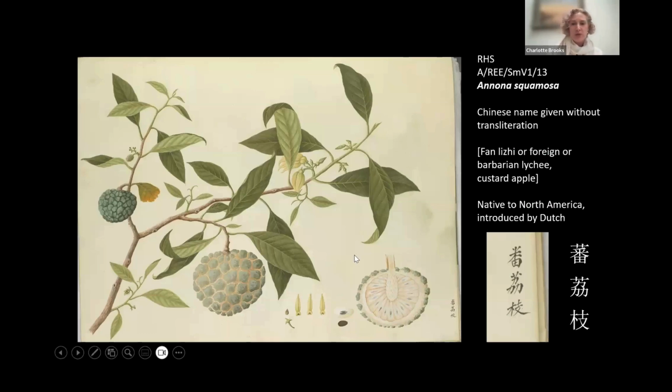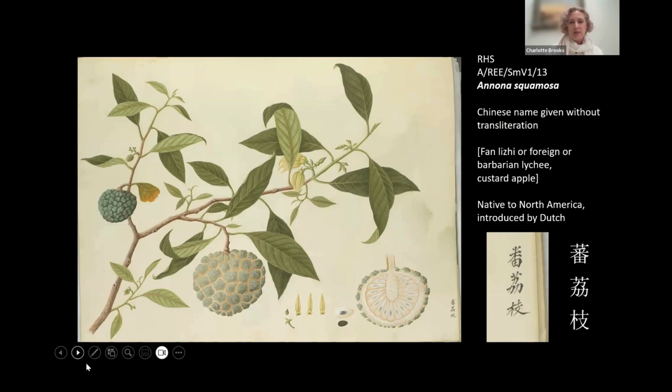Another example that I wanted to draw your attention to is the Annona squamosa. So this is one from the Reeves collection, and we have the Chinese characters here. The transliteration is for the foreign or barbarian lychee, as it was introduced from North America by the Dutch. So here we have a reference to the plant not being a native one.